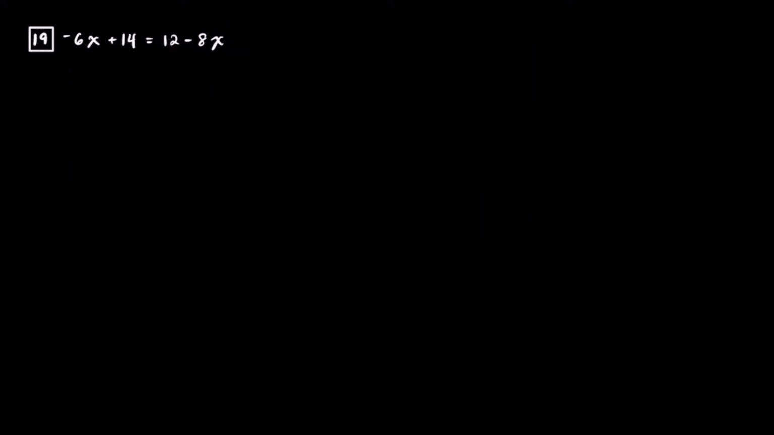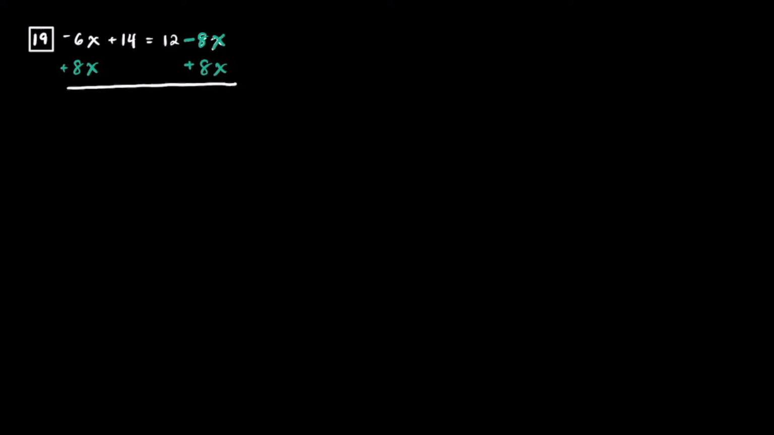For 19, we have negative 6x plus 14 is equal to 12 minus 8x. So notice how we have variables on both sides of the equation now. Again, it's up to you where you want to put your variables, either the left or the right. I like them on the left, so again, let's take this minus 8x we see on the right side, and to move it over to the left, we can add 8x. And if we do that on the right, we should add 8x to the left side as well.